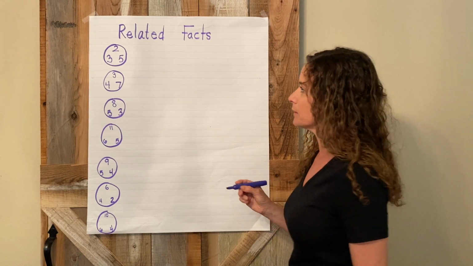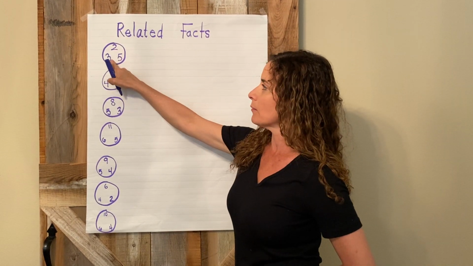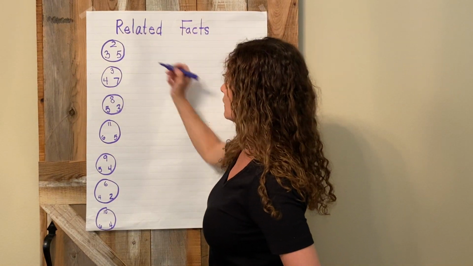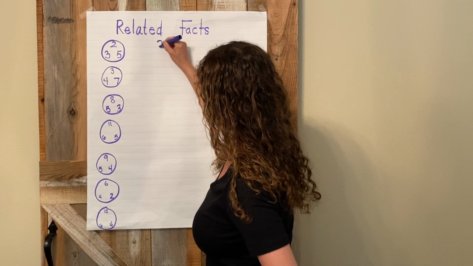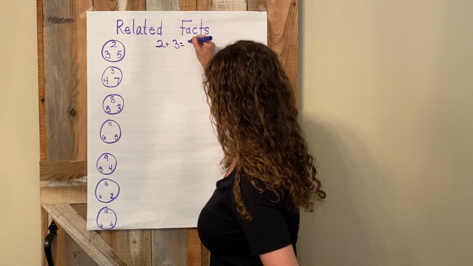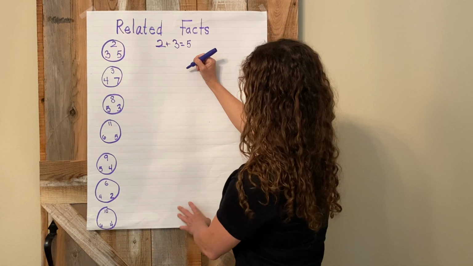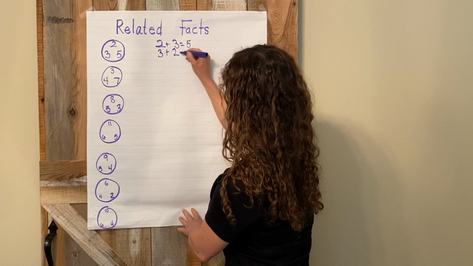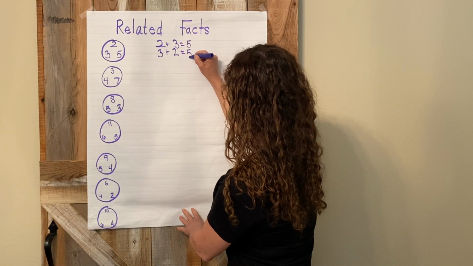So let's do this one up here. If I want to do an addition problem, I have to choose the two smallest numbers. So 2 and 3 are smaller than 5. So we're going to do 2 plus 3 equals 5. And 3 plus 2 also equals 5.